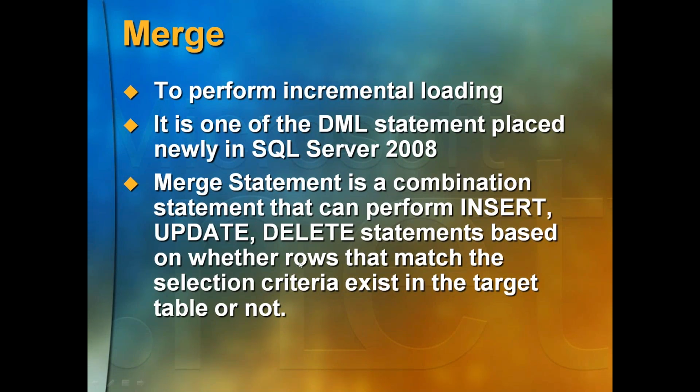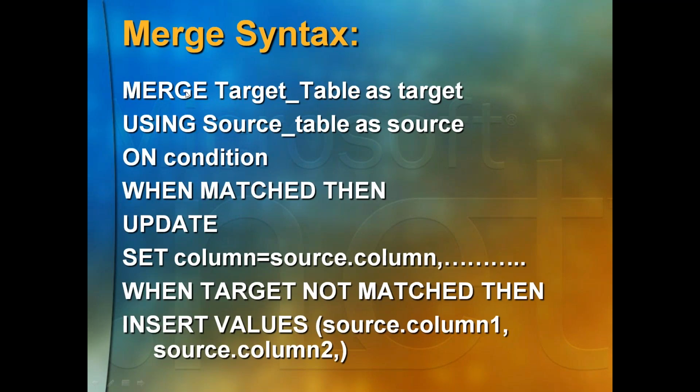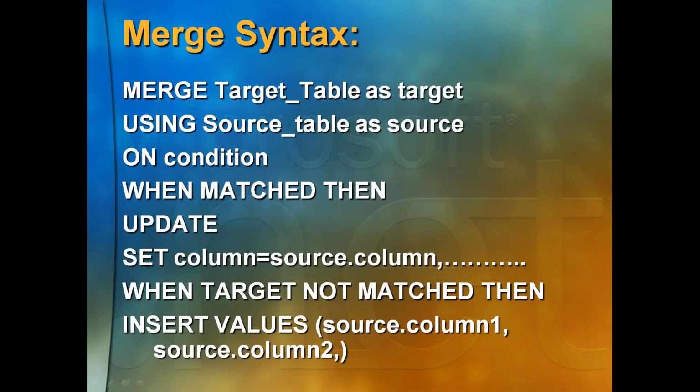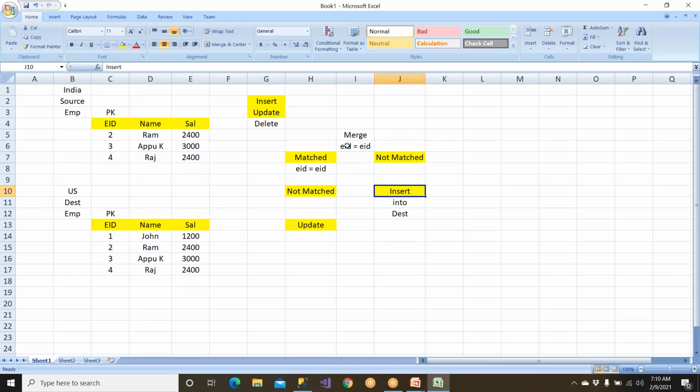To perform the incremental loading, the merge statement is a combination of insert, update, delete statements based on whether the rows that match the selection criteria exist in the target table or not. So I told you, merge target table as target using the source table as source on condition when matched. When matched means what is matched? This primary key, we need to use it. When it is matched, then you do something. When not matched, you do something. Clear? So when not matched, we're going to be inserting. When matched, we're going to be updating, and we're going to create one more condition in between. Clear?